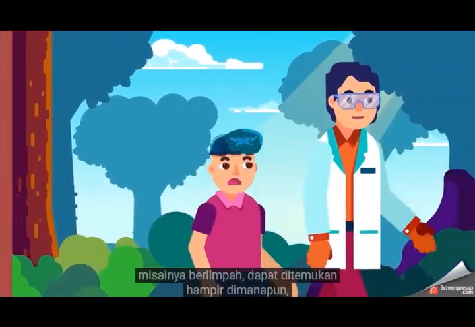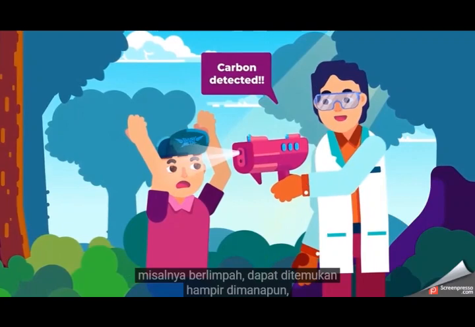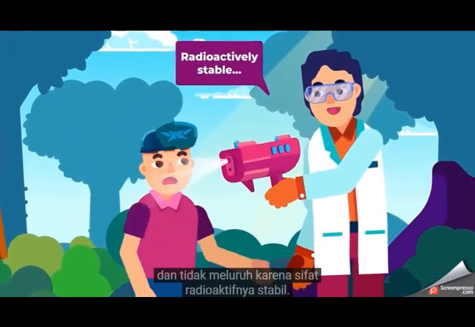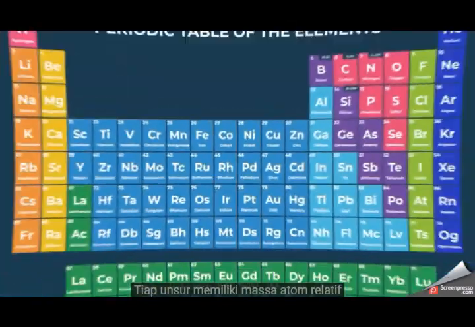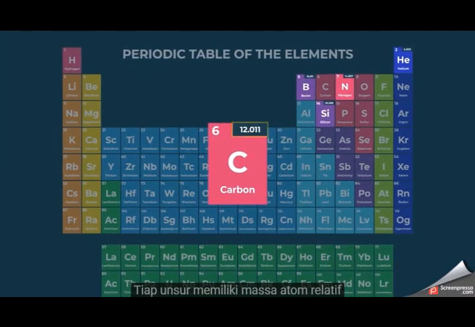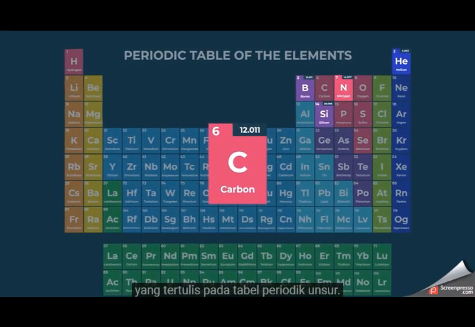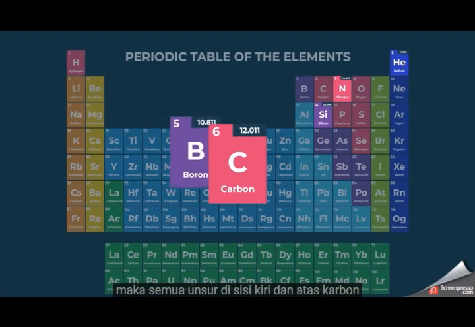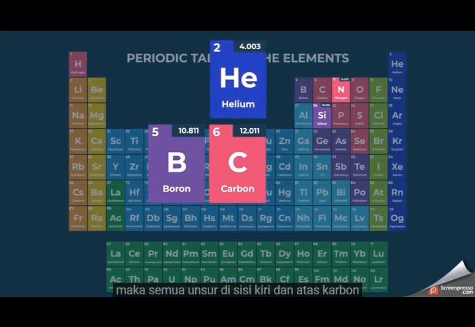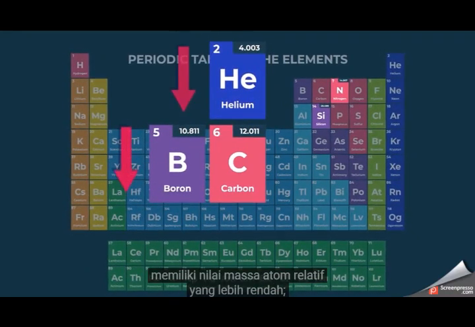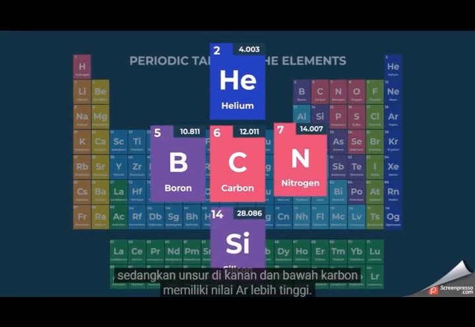Because it has suitable properties, such as abundance, can be found almost anywhere, and does not decay as it is radioactively stable. Each element has its relative atomic mass written on the periodic table of elements. If we make a comparison, then all the elements on the left and above of the carbon have a lower relative atomic mass value, while the elements to the right and below have a higher value.